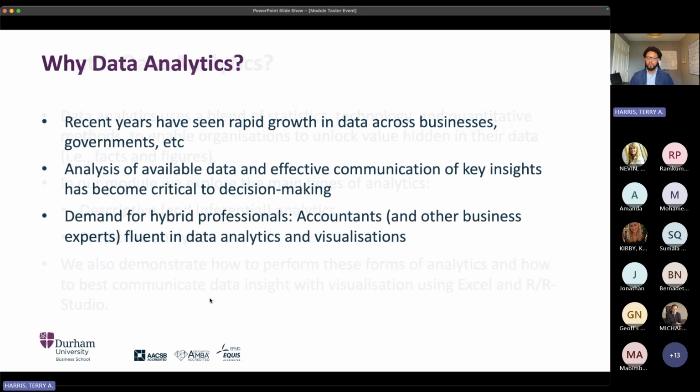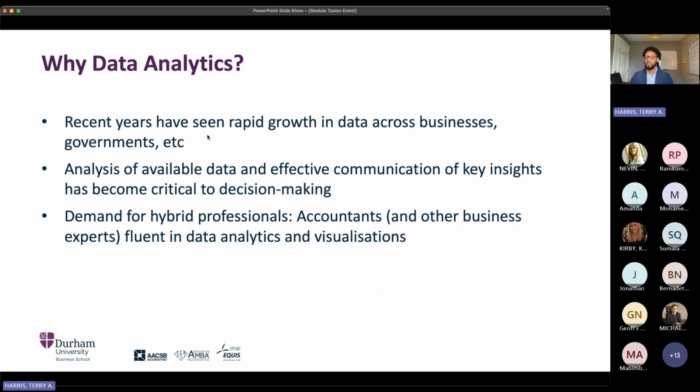So why is data analytics important? We saw what it is. Why is it important to us as accountants and individuals who are in the business-related fields? Of course, recent years have seen a rapid increase in data and the use of AI across businesses and governments. And I don't have to tell you about that. You pay attention to the news, with large language models, we've seen a growth in data. They're being used and implemented in businesses and governments across the world. And it's important that we as accountants have some of these skills.